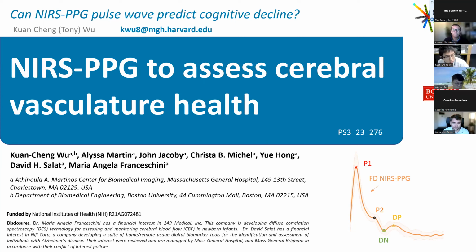Hi, everyone. Today I'm talking about our project on NIRS PPG to assess cerebral vascular health. So here we try to answer a question: can NIRS PPG pulse wave predict cognitive decline?